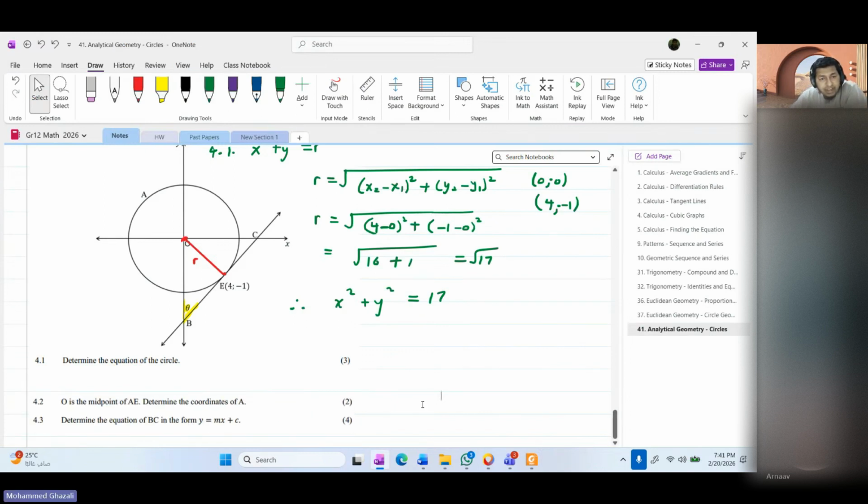O is the midpoint of AE. If O is the midpoint of AE, it means that they are on the same line, right? So I'm just going to extend this line here. So if O is a midpoint, in other words, this is the endpoint. So we can find the coordinates of A, can't we? How can we find the coordinates of A? Very simple.